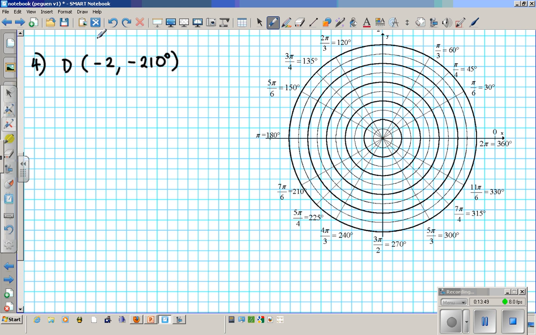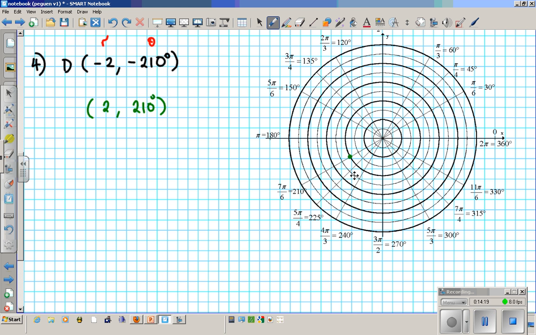Remember, this is R and this is theta. What I like to do is start from the original, and then I'm going to do one reflection at a time so I don't get lost, okay? So let's start with 2 and 210. Where on earth is that? 2 and 210 means you go out 2, and then you rotate all the way to 210. Right there. Yeah. That's 2 and 210.